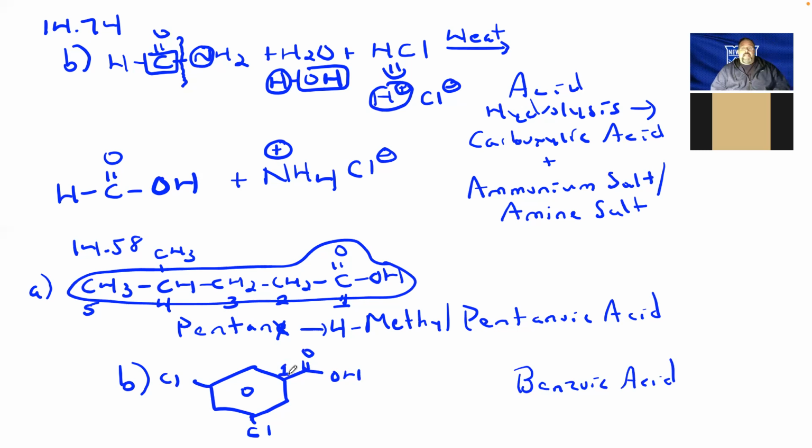And notice that in this case, the C double bond O carbon is not going to be carbon number 1. Now from there, we would want to number the rest of the ring carbons either clockwise or counterclockwise to give the branches the lowest possible numbers. In this case, it doesn't matter which direction you go, because whether you go clockwise or counterclockwise, one chlorine is at carbon 3 and the other chlorine is at carbon 5. So what do you end up with here? You end up with 3,5-dichlorobenzoic acid.